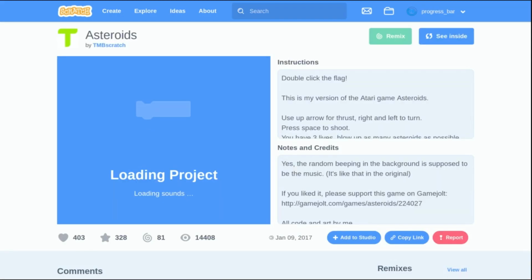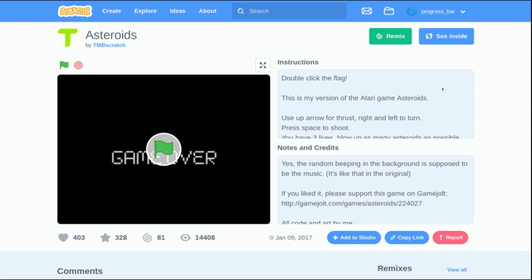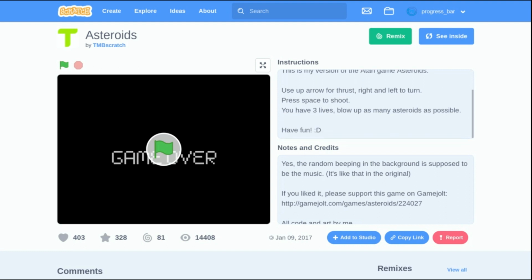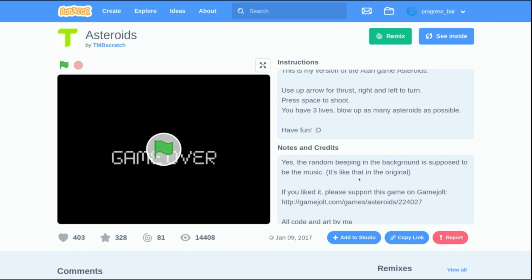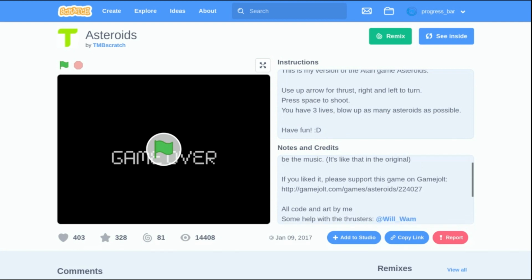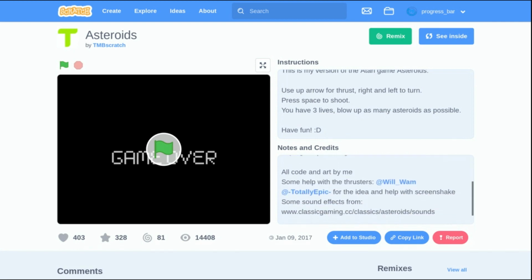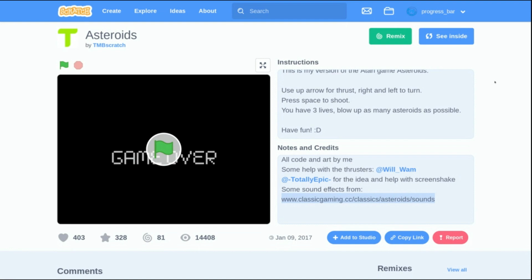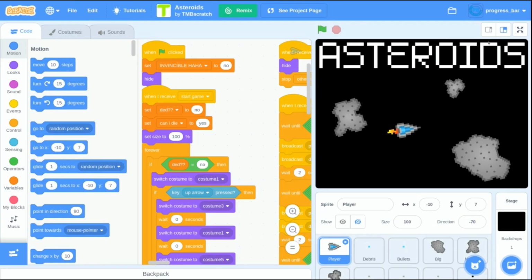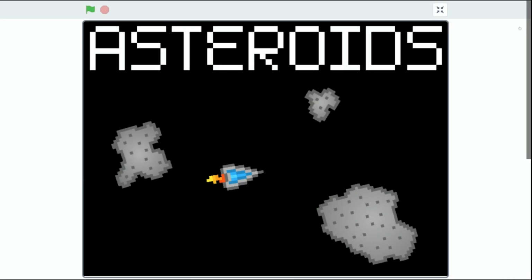Today we are reviewing Asteroids by TMBScratch. We are practicing one of the core concepts of creative computation, which is remixing and reusing. By evaluating somebody else's code, we give it more life. One of the best aspects about Scratch is that when you see a game that you're interested in, you can take a look under the hood. But first we're going to play the game.